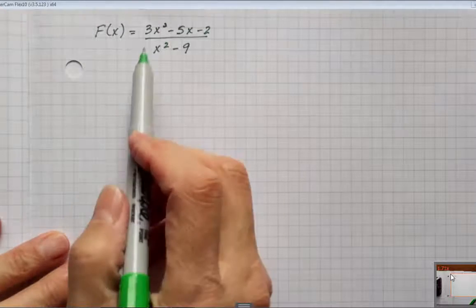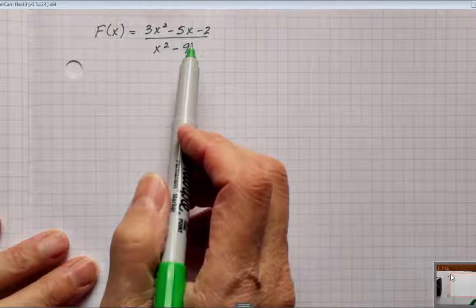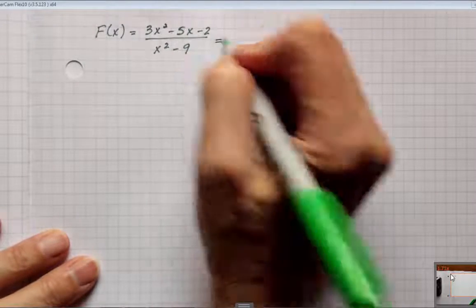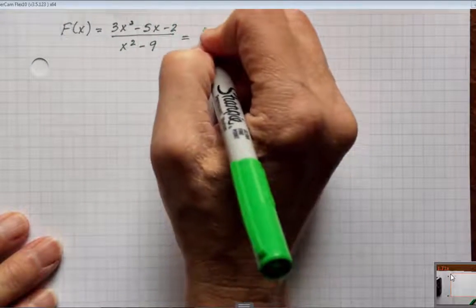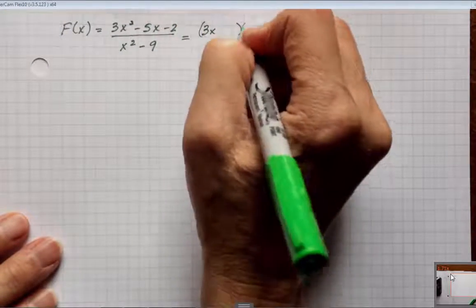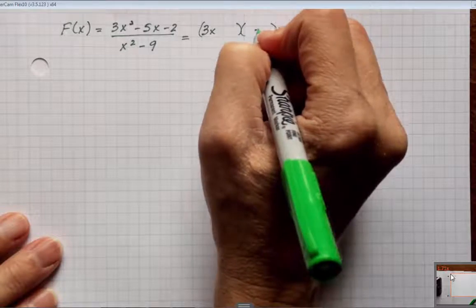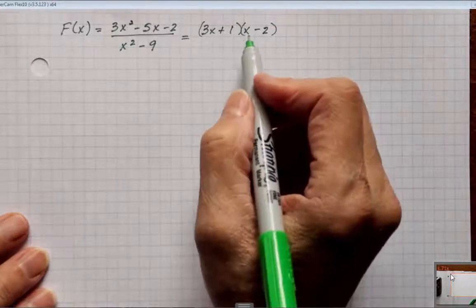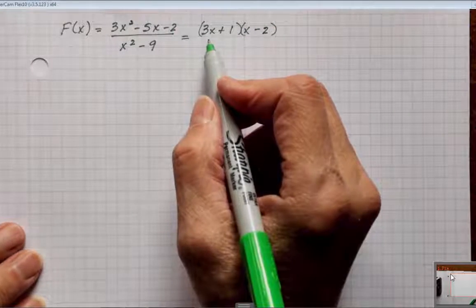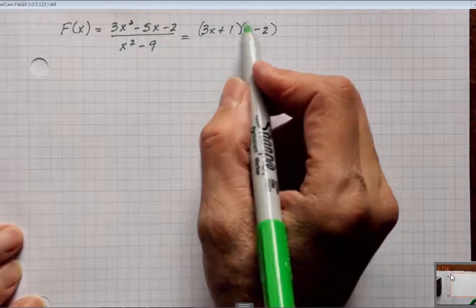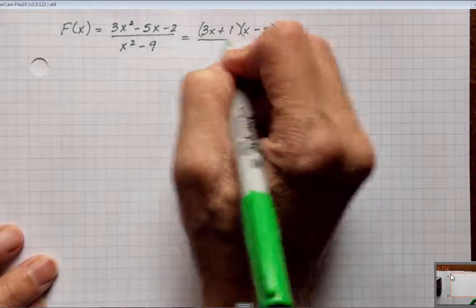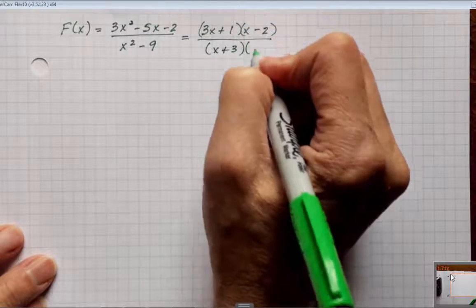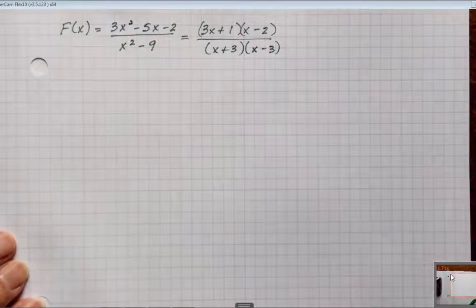So we have a rational function here, and remember that the first step that we do with a rational function is we go ahead and factor the numerator and the denominator of the function. Factoring the numerator, I end up with x minus 2 and 3x plus 1. Double checking to make sure that I'm factored correctly. In the denominator, I have the difference of two squares, so I have x plus 3 and x minus 3.